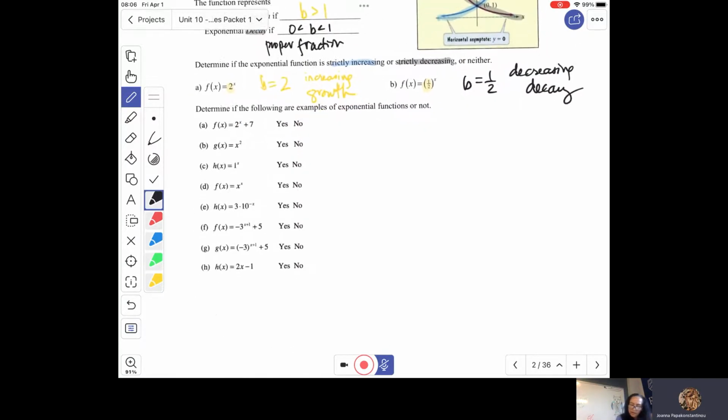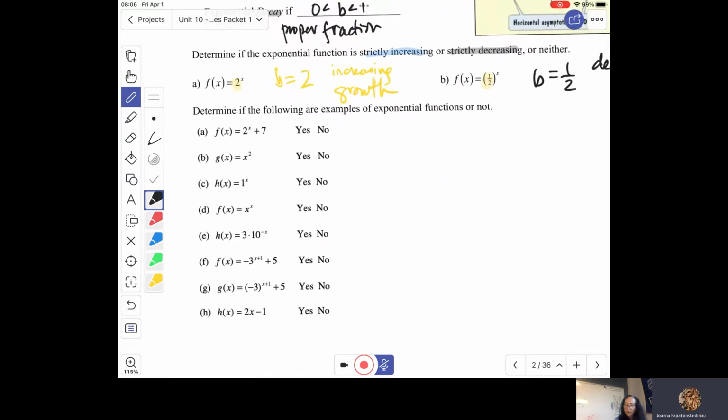Now, let's take a look at each of these and see if we can determine, based on our definition of an exponential function, is it an exponential function or not? Is the first one an exponential function? Do I have a base raised to a power x? Yes. Is the second one an exponential function? No. What type of function is it? It is a quadratic function.